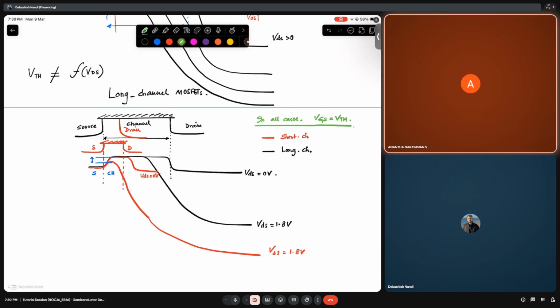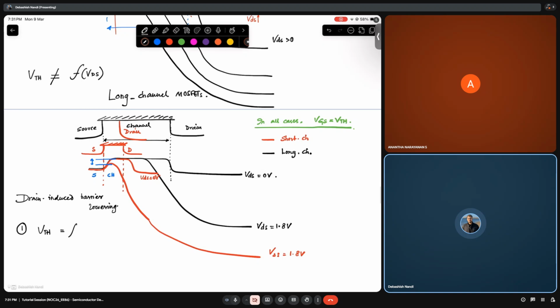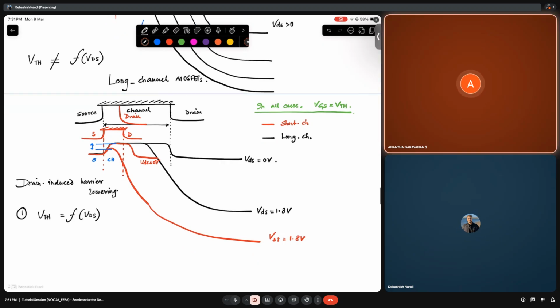Okay. So this particular phenomenon is called drain induced barrier lowering. So what is the consequence? First consequence is that now VTH becomes a function of VDS. Sir, could you explain the last part again, sir, for the drain-induced barrier lowering?